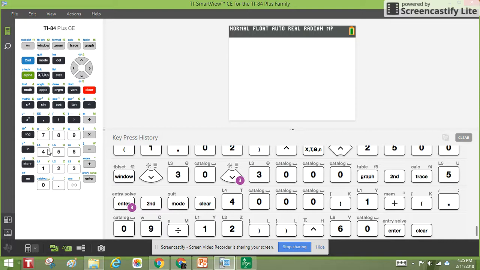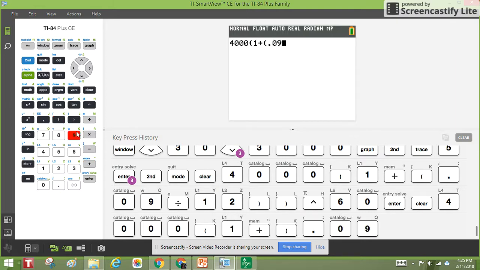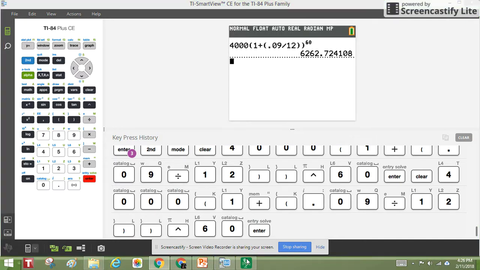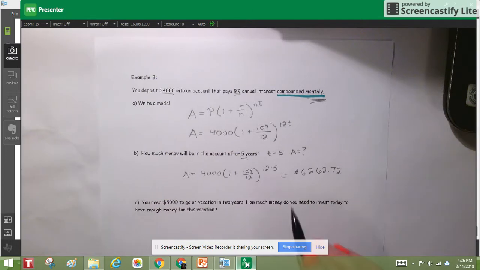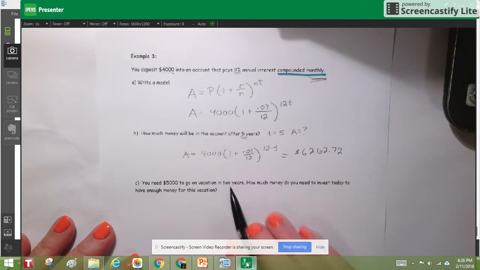So we have 4,000 times 1 plus 0.09 divided by 12. And we'll raise that to 60, which is 12 times 5. And you see then the amount of money that you would have is $6,262.72. All right, $6,262.72.